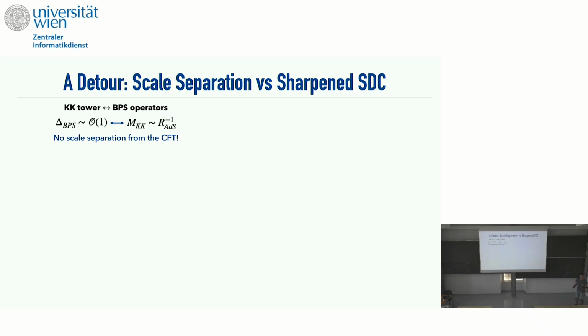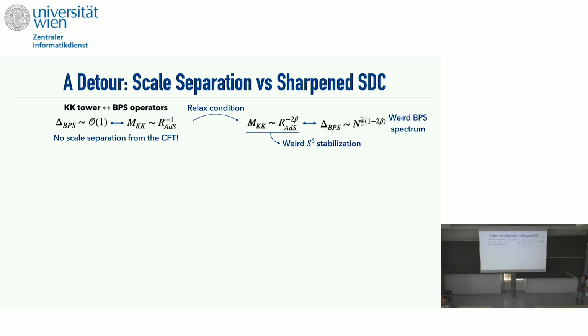So let me do something fun. Let me just generalize that. Let me allow for some kind of scale separation and see what happens. That means that for the BPS, I'm going to write down this. For those of you that like more the bulk, this is like a weird stabilization of the S5, something that I don't find in type IIB on an S5. And this is like a weird BPS spectrum. It's a BPS spectrum that is not the one of N=4 super Yang-Mills. I'm playing this game.